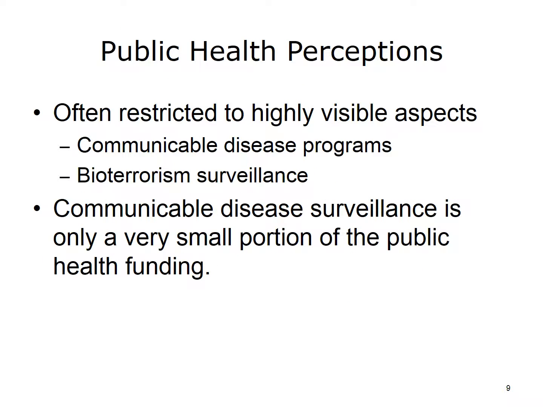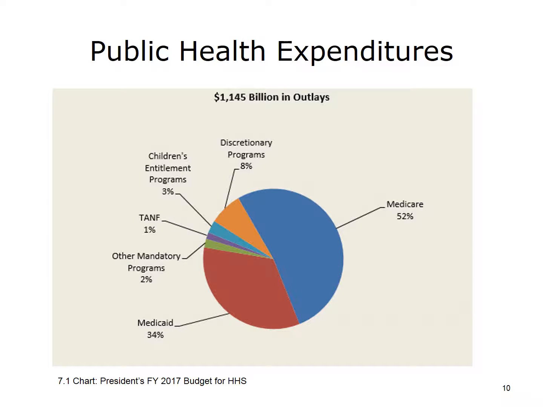While certain aspects of public health, such as communicable disease outbreaks and bioterrorism surveillance, tend to attract more media attention, this attention does not always represent the actual investment of public funding and efforts. For example, as shown in the President's budget chart for 2017 for the Department of Health and Human Services, Medicare and Medicaid actually consume the majority of budget expenditures. The Affordable Care Act provided insurance to an additional 18 million Americans through the expansion of Medicaid.